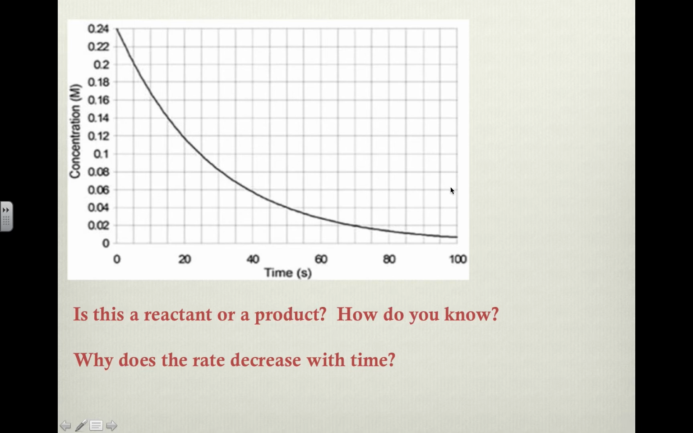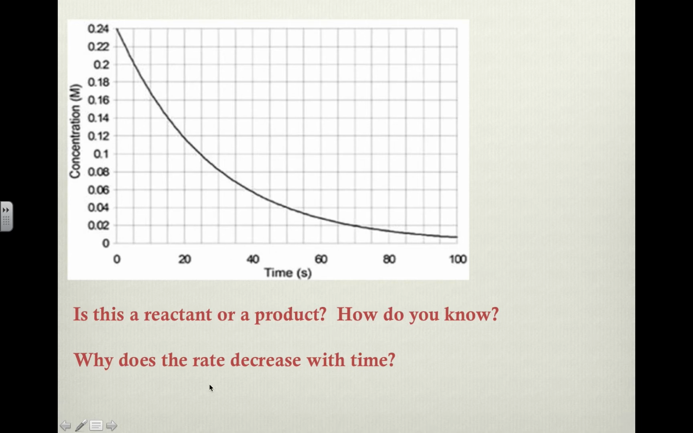Okay, so first off, is this graph a graph of a reactant or a product? How do you know? Well, hopefully you see that the concentration is decreasing with time, so if it's being used up over time, that means it must be a reactant. A product would have an opposite curve and increase and then kind of level off. So it levels off here because the reaction is nearing completion.